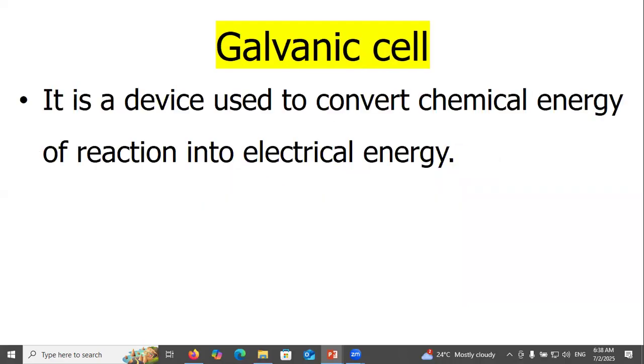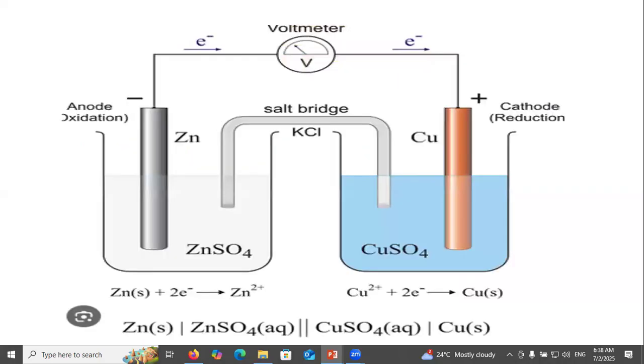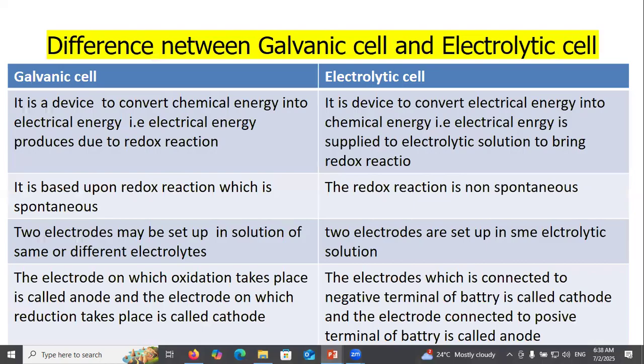Galvanic cell. It is the device used to convert the chemical energy of a reaction into electrical energy. Difference between galvanic cell and electrolytic cell. Galvanic cell is the device to convert chemical energy into electrical energy, that is, electrical energy produced due to redox reaction. In case of electrolytic cell, it is a device to convert electrical energy into chemical energy, that is, electrical energy is supplied to the electrolytic solution to bring about redox reactions.